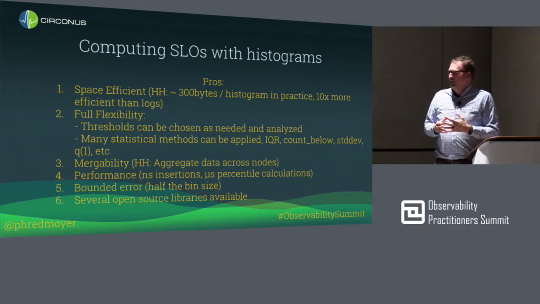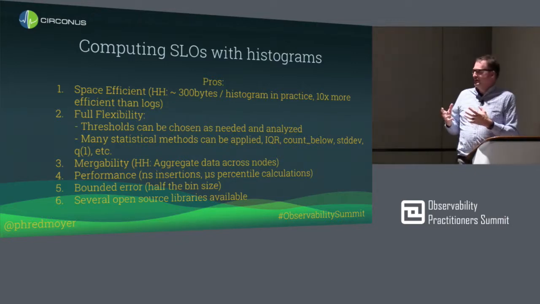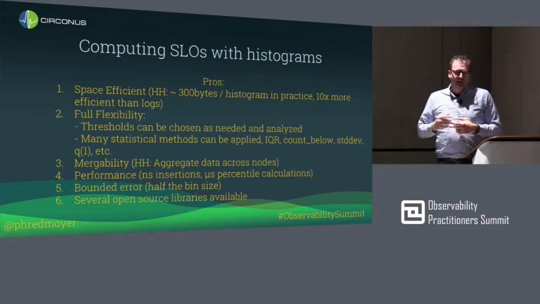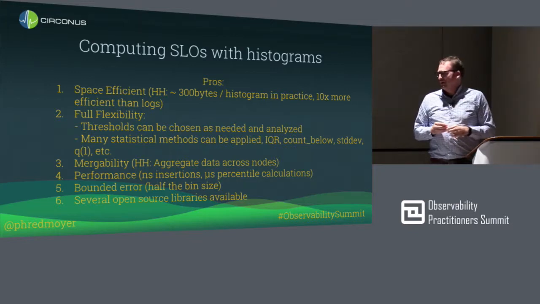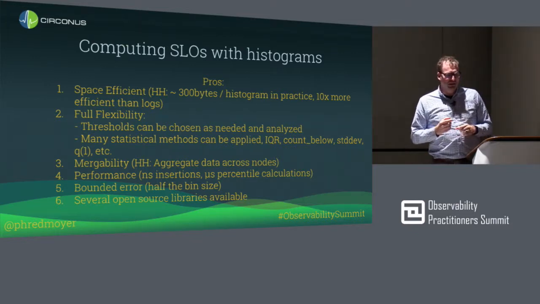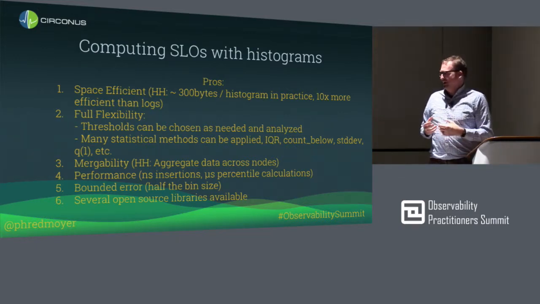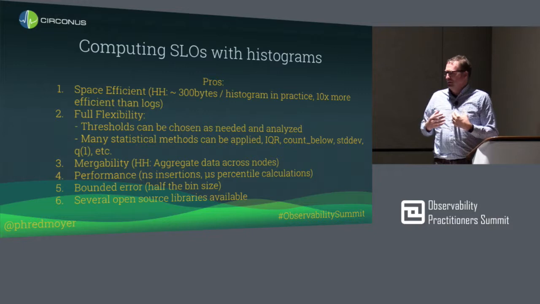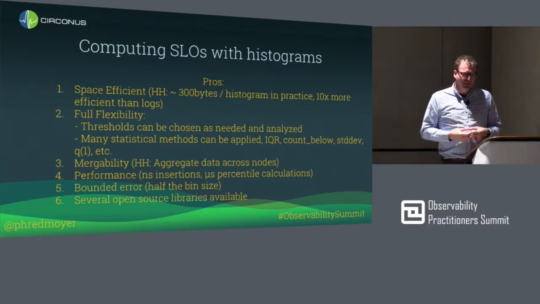They're mergeable, which means I can aggregate data across nodes. And this structure is very performant. In the C implementation we developed, it takes about a nanosecond to do an insertion. Quantiles can be calculated in microseconds because it's a fairly simple operation.